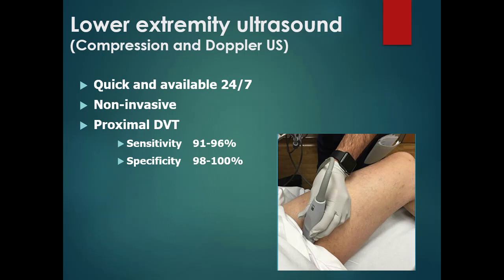So lack of compressibility has a high sensitivity and specificity for DVT, or deep vein thrombosis. And also if you combine it with Doppler ultrasound, you'll see there is no flow in the vein, and that's very helpful. So this is very quick, non-invasive, but it is operator dependent.